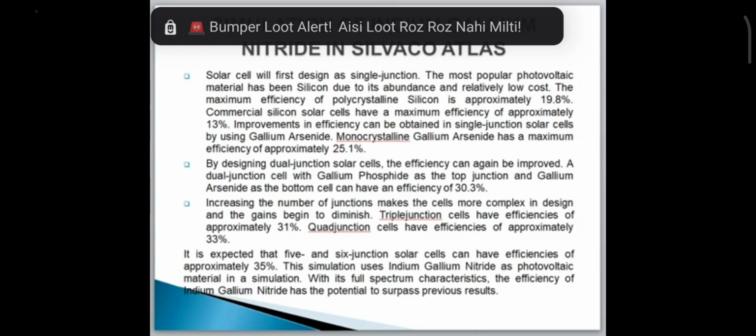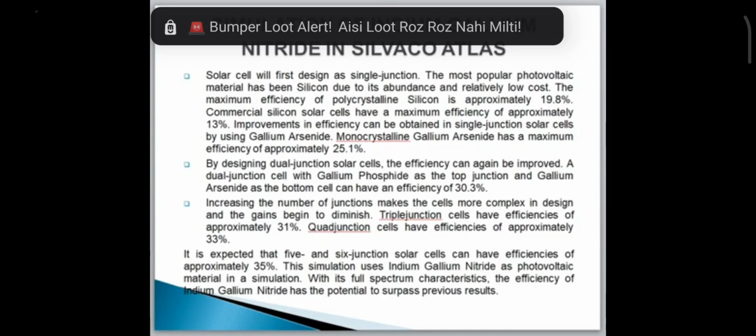Earlier we were using the silicon based solar cell due to its abundance and low cost. The polycrystalline silicon solar cell has an efficiency of 19.8%, but when we move to commercial it is reduced to 13%. And the efficiency of the solar cell can be increased by changing the material. If you are using gallium arsenide, then the single junction solar cell efficiency is increased to 25.1%.